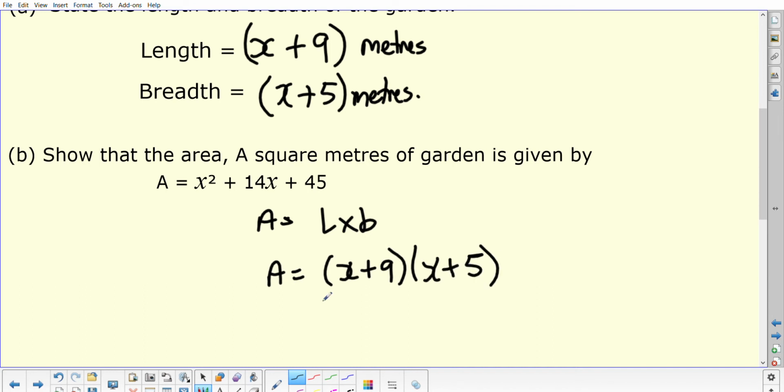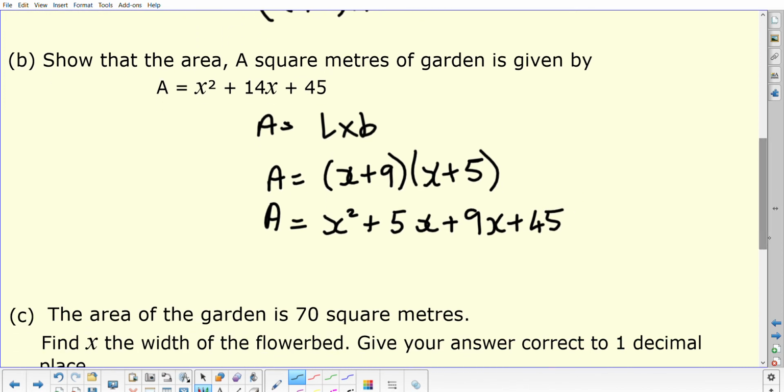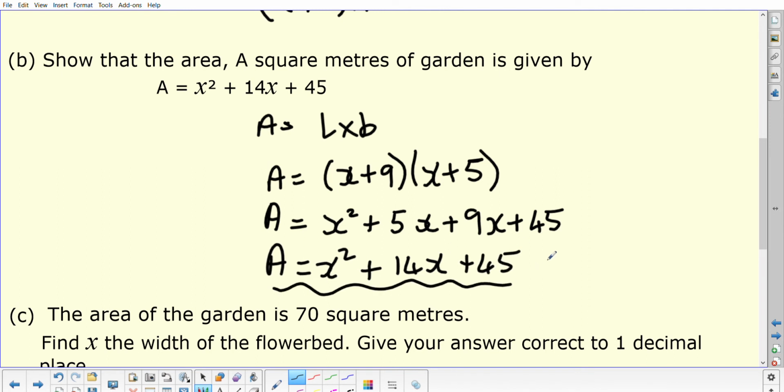You can do the table to get all 4 terms out of this, or you can just list them as I'm doing, or you can split the bracket to do it. But those are your 4 terms that you would get, and then tidy up your middle term. So you get A equals x squared plus 14x plus 45. And that was what we were asked to get, so we'll write down as required.